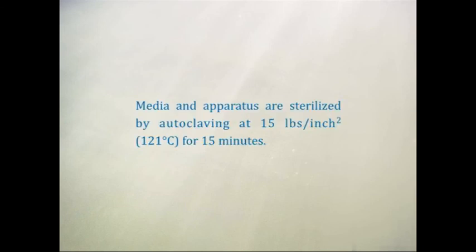The first technique is wet heat or autoclaving. Media and apparatus are sterilized by autoclaving at 15 pounds per inch square or 121 degrees Celsius for 15 minutes. Autoclaving uses pressurized steam to kill microbes, spores and viruses by hydrolysis and coagulation of cellular proteins.